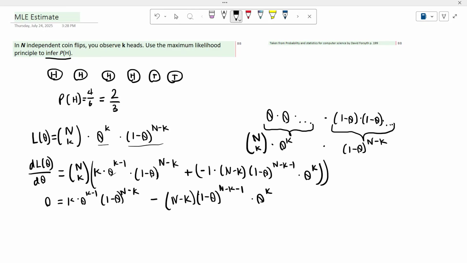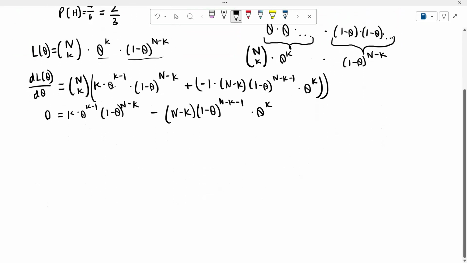So now we see that we're getting somewhere, but there's still a good bit of kind of messy expressions. Let's see if we can try and factor something out. So we see that theta to the k minus 1 shows up, and theta to the k shows up here. And likewise, we see (1 minus theta) to the n minus k minus 1 shows up, and then (1 minus theta) to the n minus k shows up. So maybe we can factor these four parts out.